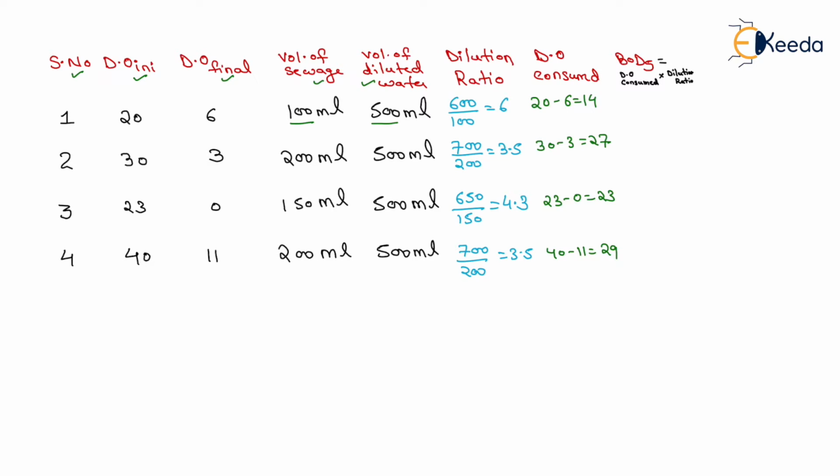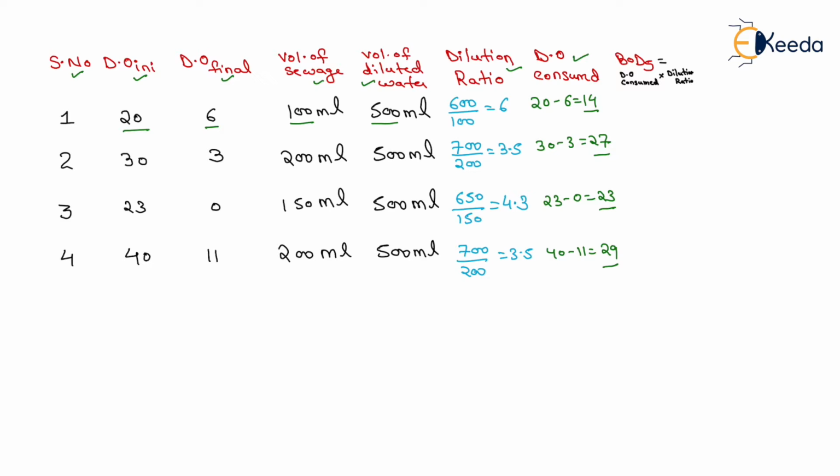Now we need to find out the DO consumed. How can DO consumed be calculated? It is the difference of DO initial minus DO final. So we subtract 6 from 20, and the DO consumed comes out as 14. Similarly, 27 for the second case, 23 for the third case and 29 for the fourth case. Now we need to find the 5 days BOD, which equals DO consumed times dilution ratio. If we multiply the DO consumed with the dilution ratio, we get the BOD-5 of the sample.